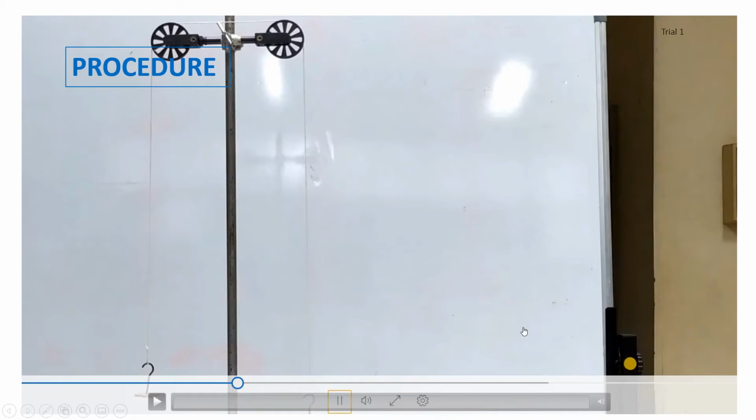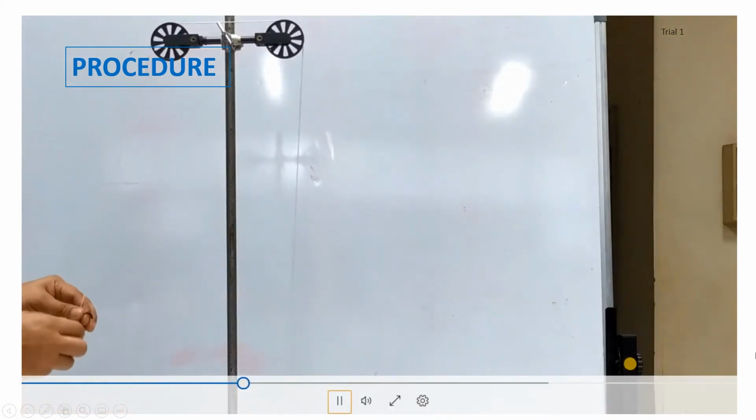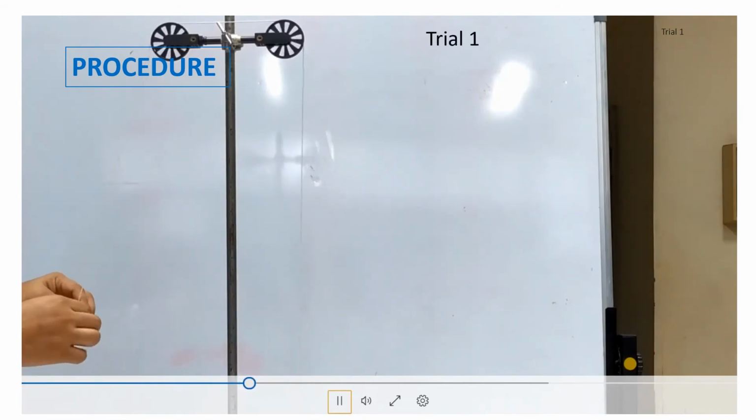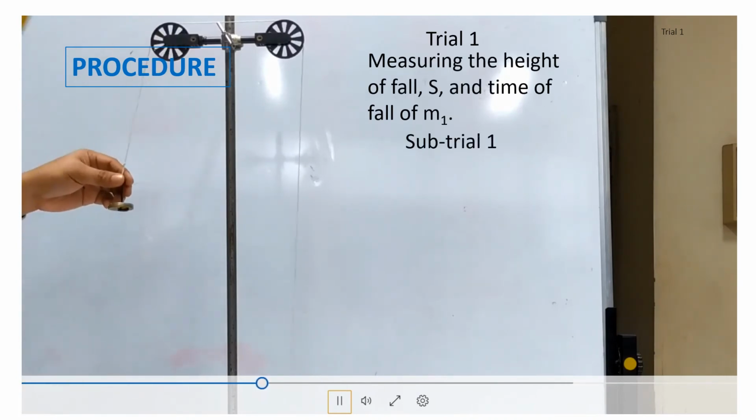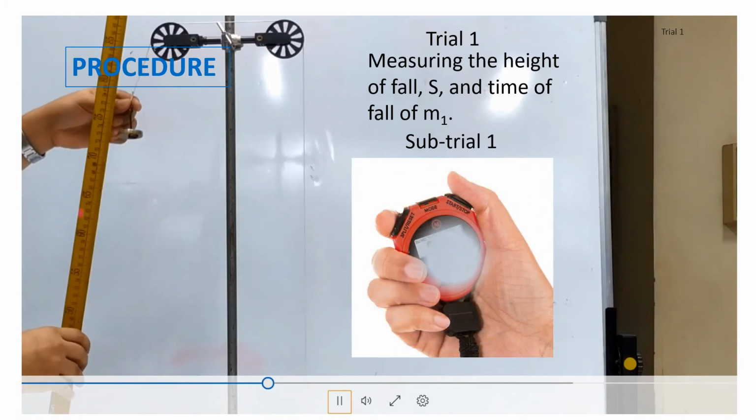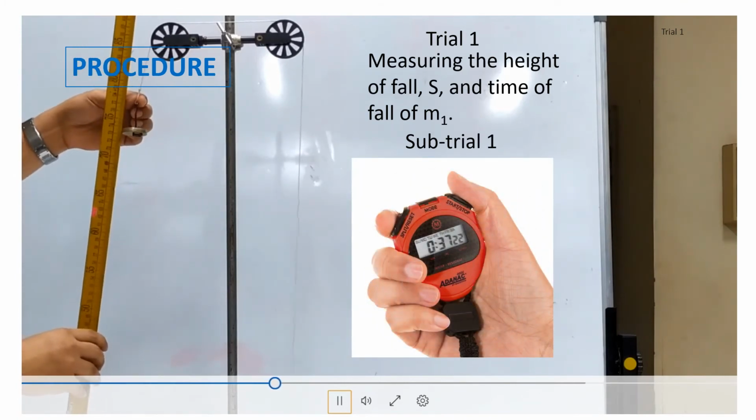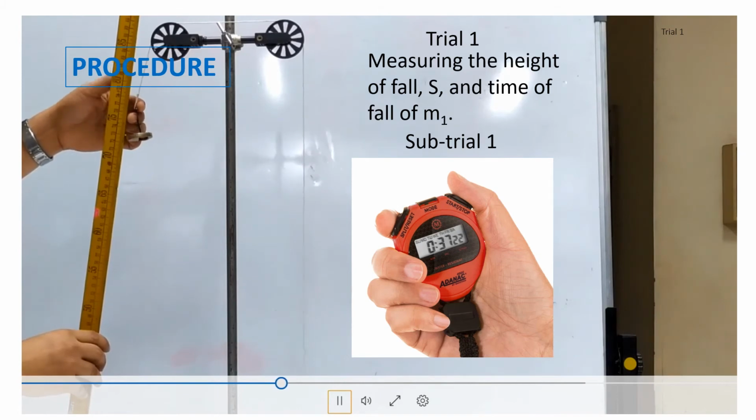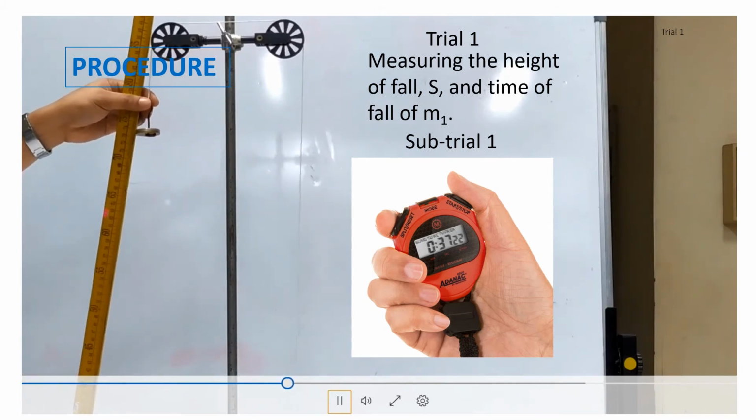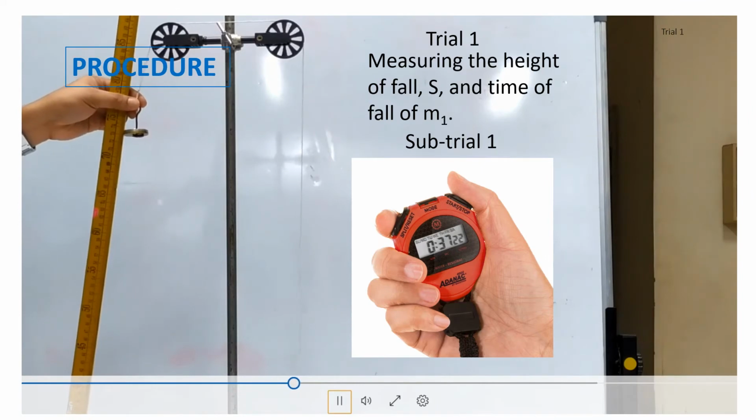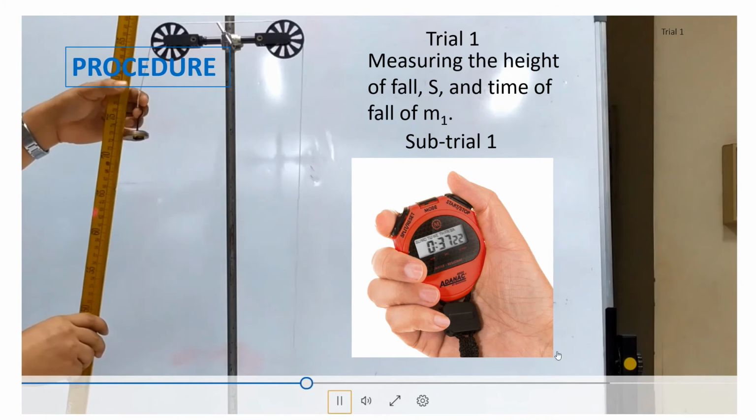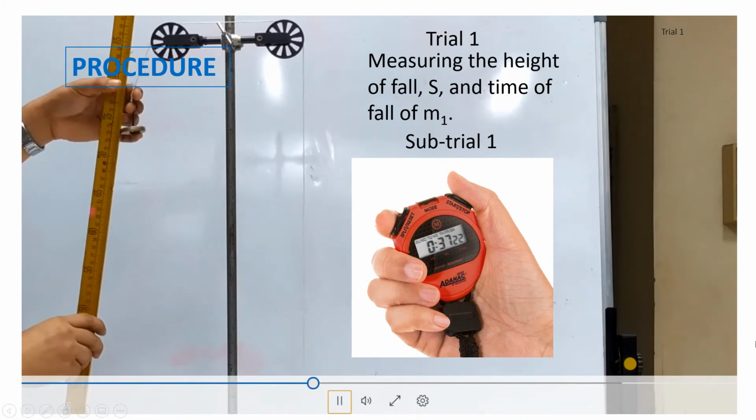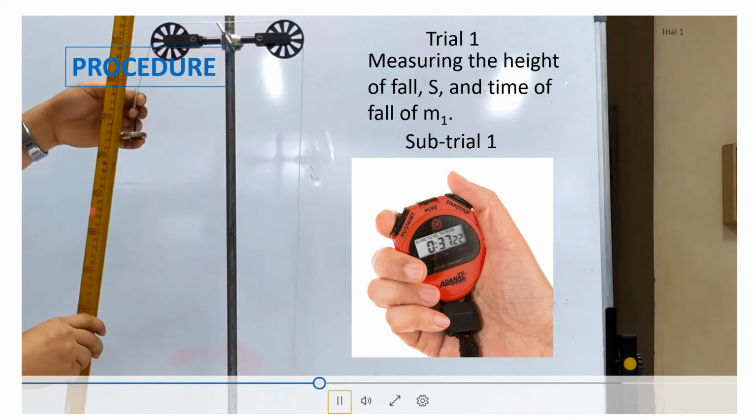The system of masses, where m sub 1 is greater than m sub 2. Measure and record the height of fall, S, and the time of fall. For sub-trial 1, the time of fall will be obtained using the stopwatch. Hold the behavior mass to avoid descending ahead of time. Ready? Start at the release of m sub 1 and stop once m sub 1 touches the floor.